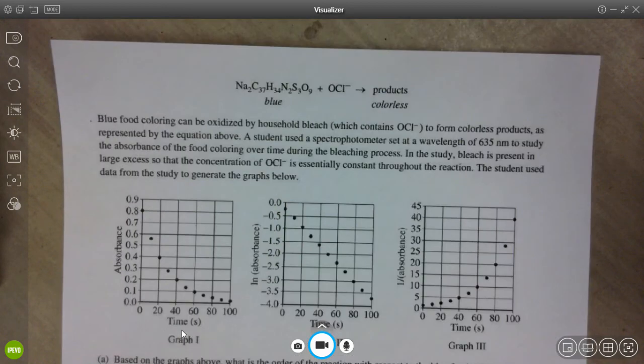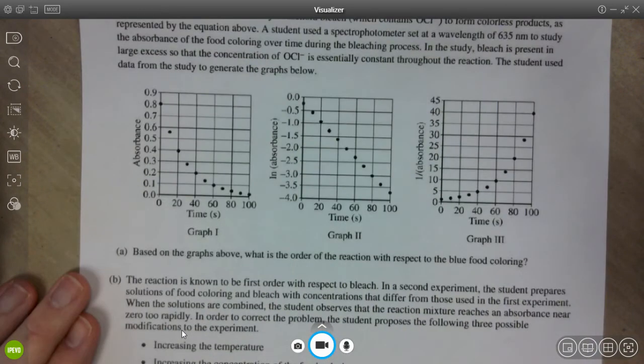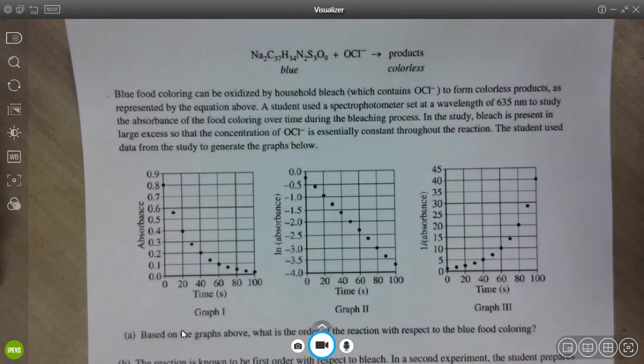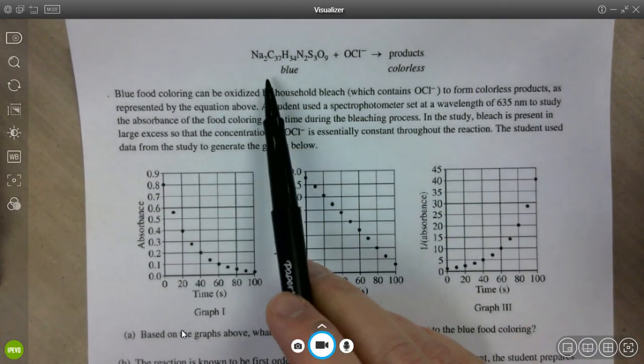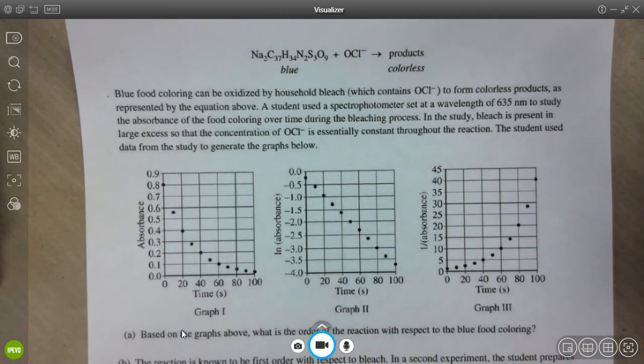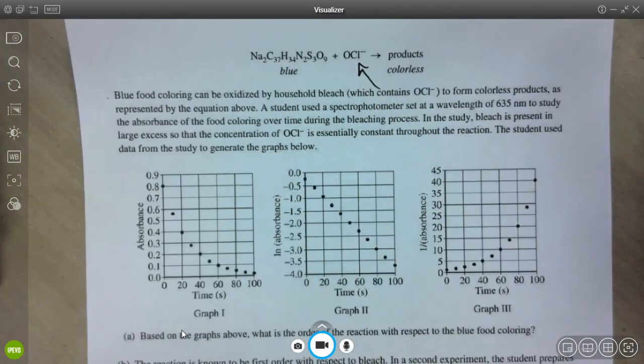Okay, so here is our reaction. Now, the crazy part about this is that this is a 4-point problem. So there's a ton of text, and I cut one of the problems out, but this is a lot of reading for 4 points. So just take that in. We've got this extremely complicated formula here. It tells us that blue food coloring can be oxidized by household bleach, which contains OCl-. So they're letting us know up here, and this is our dye, to form colorless products as represented by the equation above.